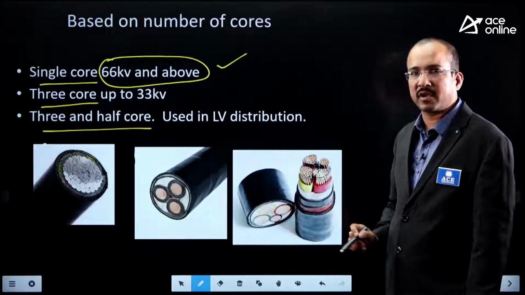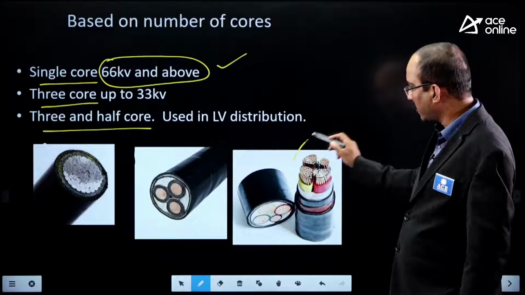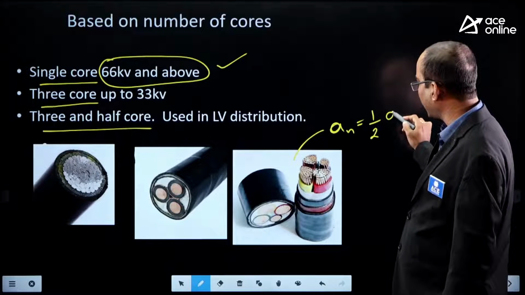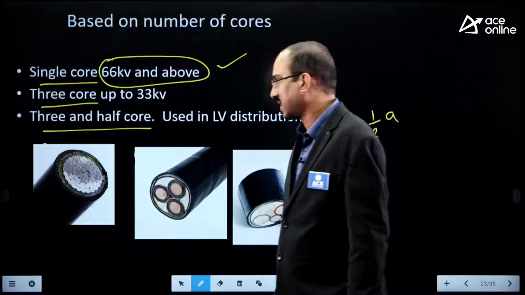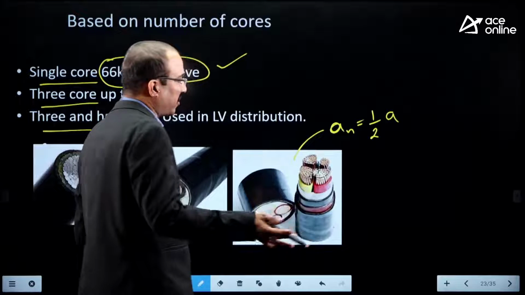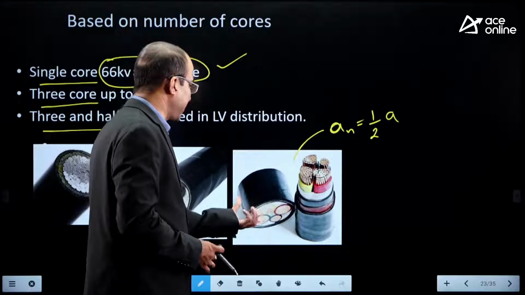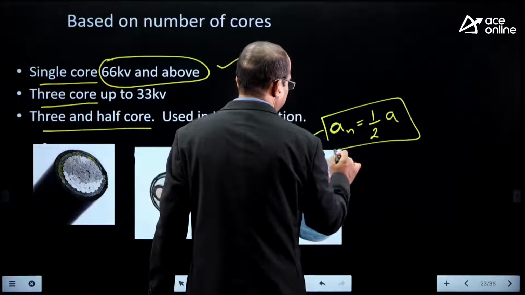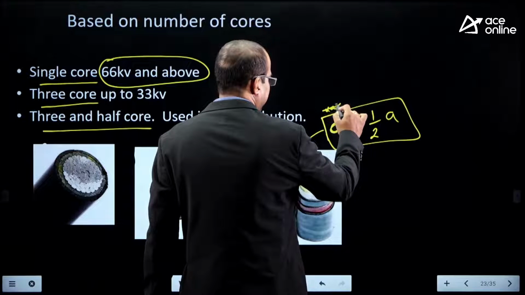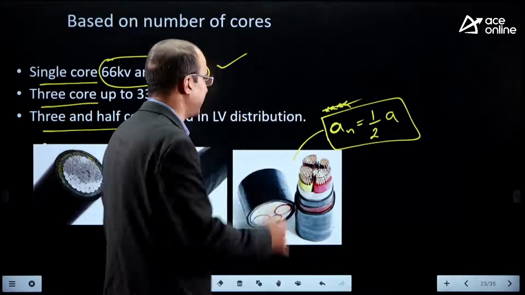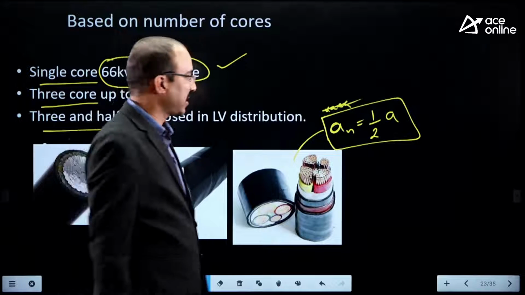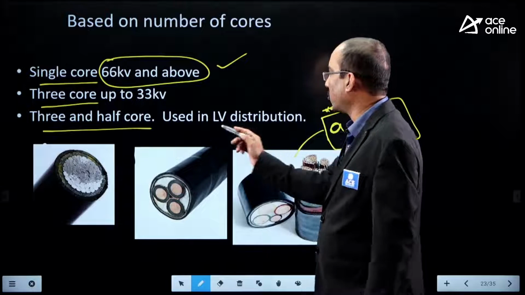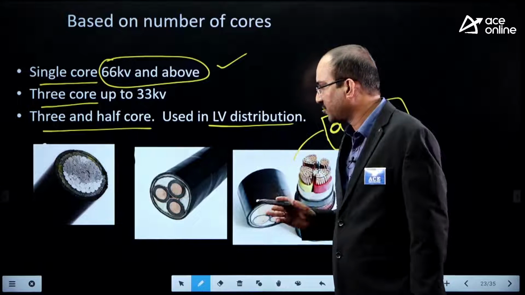In a 3.5 core cable, the area of cross section of the neutral conductor is half of the area of cross section of the phase conductor, because the neutral conductor will not carry the current during normal condition. This is sometimes asked in PSUs. Area of cross section of the neutral conductor is half of the area of cross section of the phase conductor. 3.5 core cables are used in LV distribution.